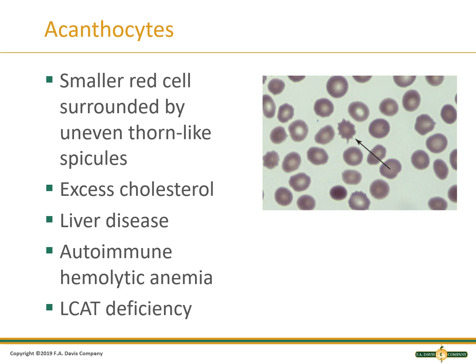Acanthocytes are smaller red cells that are surrounded by uneven thorn-like projections or spicules. You can see the arrow pointing to the acanthocyte in this image. It's due to an excess of cholesterol. It can be seen in liver disease, autoimmune hemolytic anemia, and LCAT deficiency.